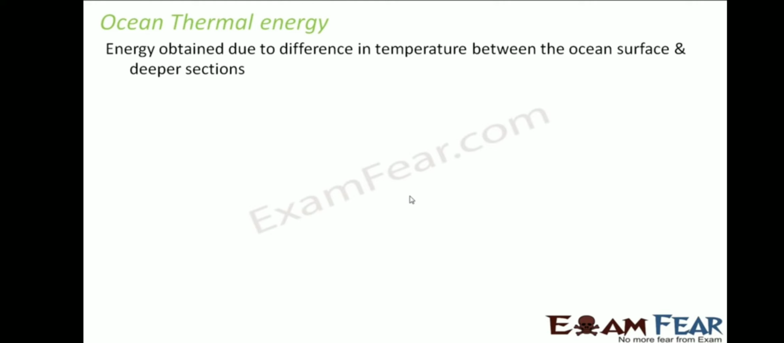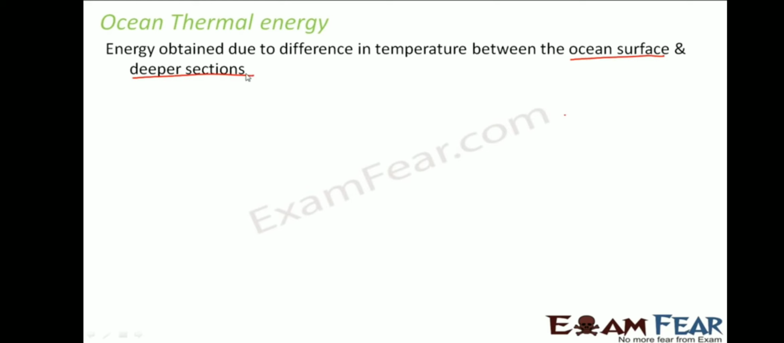Let us look at the third type of energy that is derived from the sea, that is known as ocean thermal energy. As the name suggests, ocean thermal means something related to temperature. So maybe some kind of energy which we derive from the ocean by virtue of temperature. Let us see, what is ocean thermal energy? It is the energy obtained due to difference in temperature between the ocean surface and deeper sections.